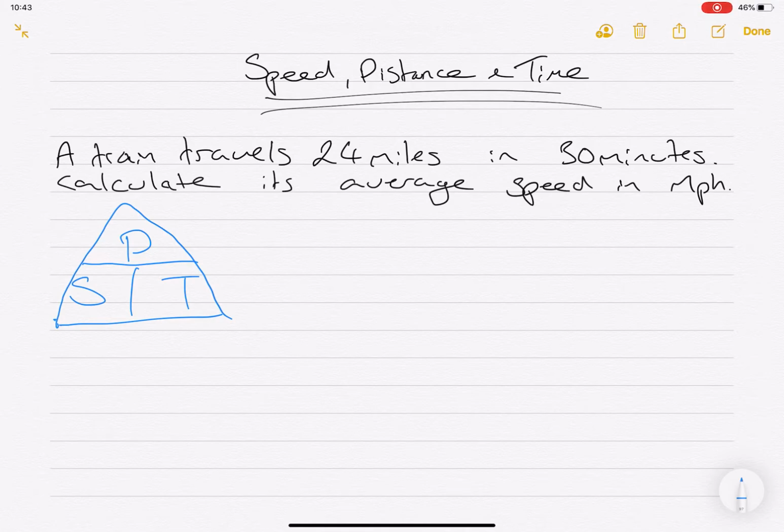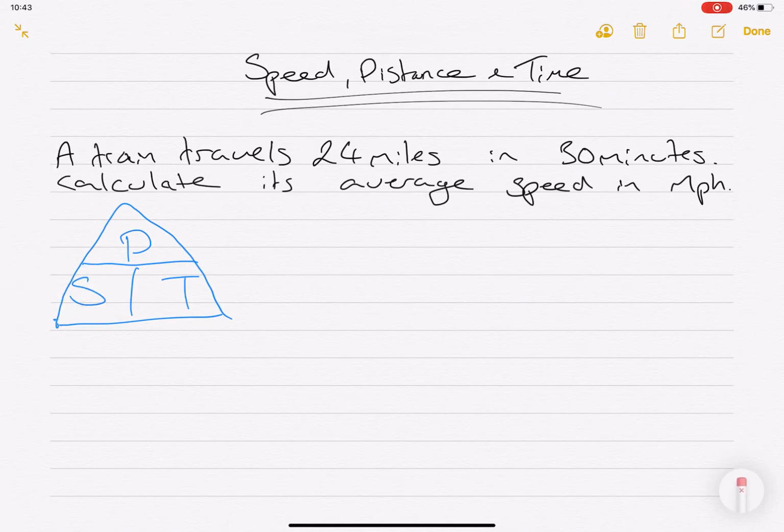So for example, if I'm looking for speed, you would take your finger, you would cover speed, and we're left with the two other values, which is distance and time. And because distance is above time, we would divide them. So speed is equal to distance divided by time.